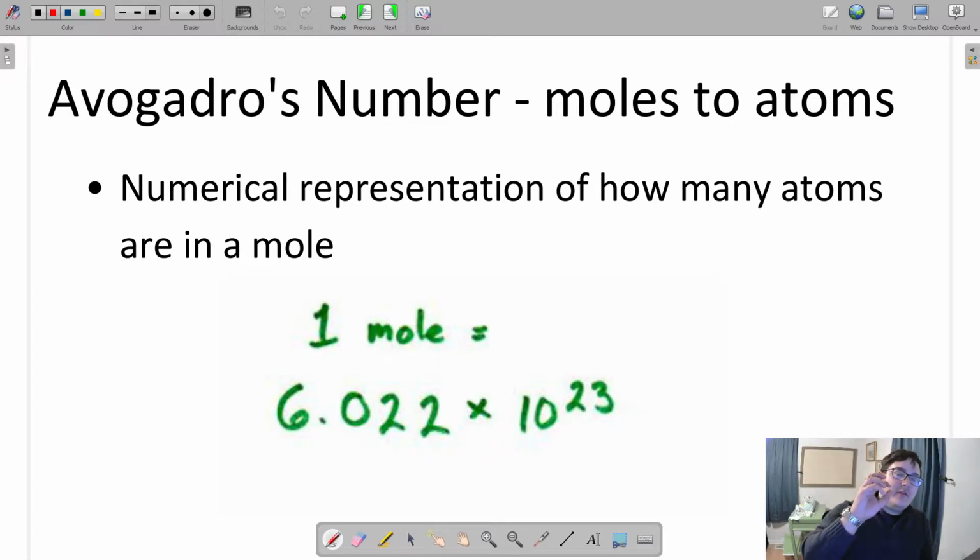We're going to convert from moles to grams, and then also atoms to moles as well. By the end of this, we're going to be able to quantify, if I had a handful of sand, how many moles would that be? And then also how many actual molecules would be in my hand.